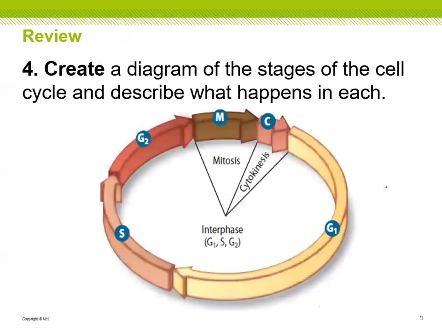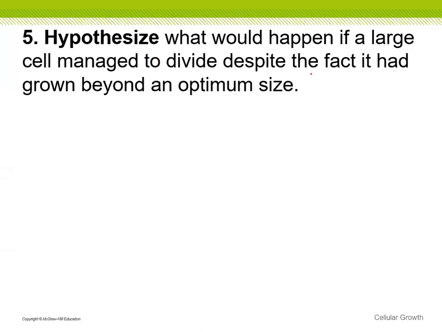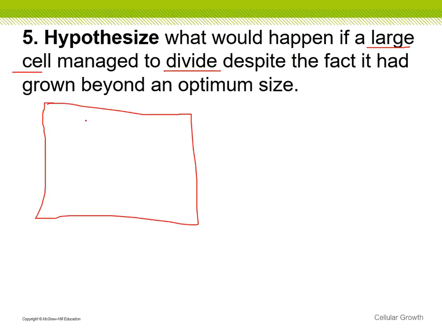For the fourth question here, like I said, this is already in your notes from that handout, so you get to keep that. The next one is, well, what happens if we have a really large cell? And this managed to divide despite the fact that it had grown to a really large size. So if I have a really, really big cell, what's going to happen to it? If I decide that, you know what, it's time this thing splits. So it's grown, it's going to split up. So what's it going to do?